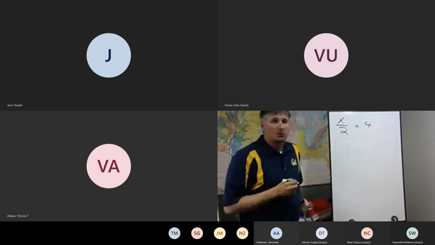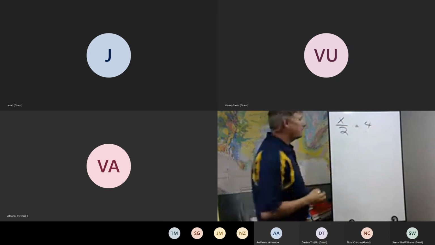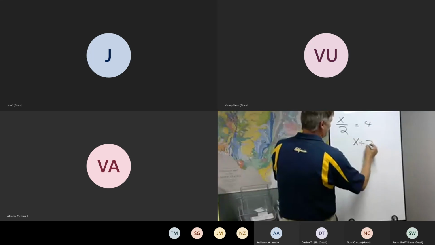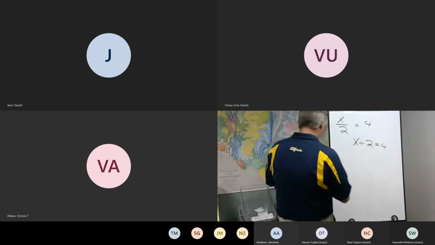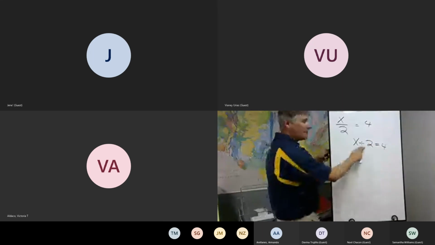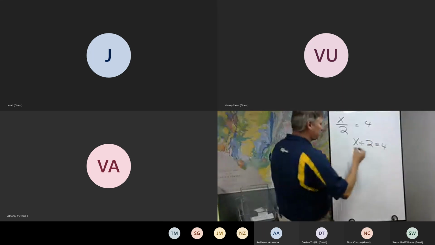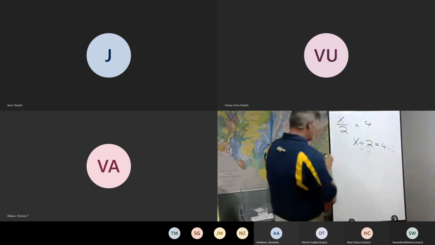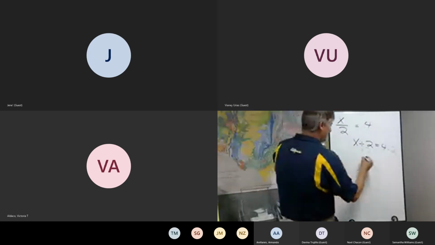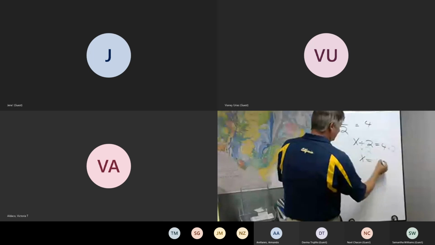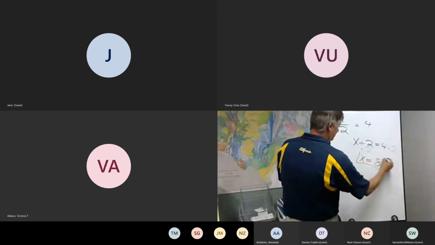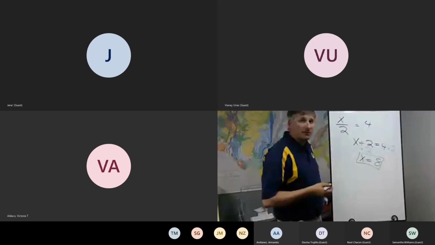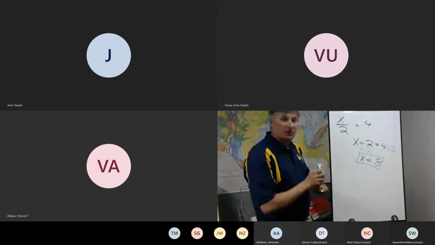x divided by 2 equals 4. Now, one way we can think of this is x divided by 2 equals 4. We're going to do the opposite of division, which is multiplication. We'll get x equals 8. So that's one way of solving this. There's another way.